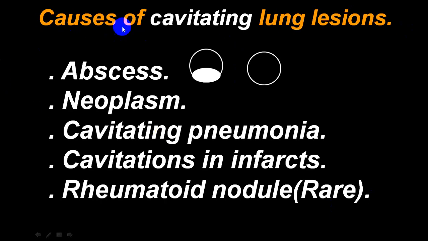Now we are showing you what you will see in a cavity. If it is an empty cavity, it will appear like this: radiolucency surrounded by a thin border. And if there is an air fluid level, we call it an abscess. Neoplasm will be a radio opaque shadow. Some neoplasm can be even radiolucent with a little amount of radio opacity. There is what is called cavitating pneumonia, meaning in a radio opacity you will see small cavities. So that is cavitating pneumonia. You can have an infarct with a cavity, and rarely you can have rheumatoid nodules.